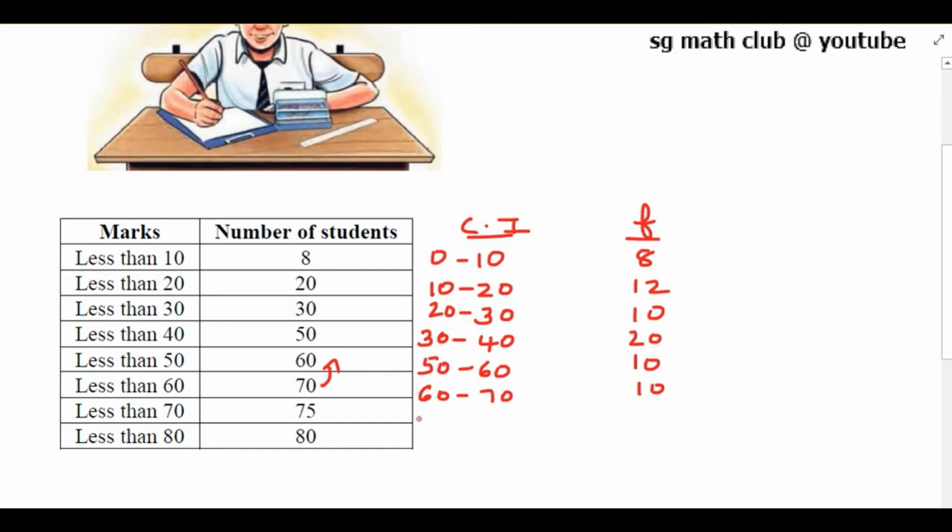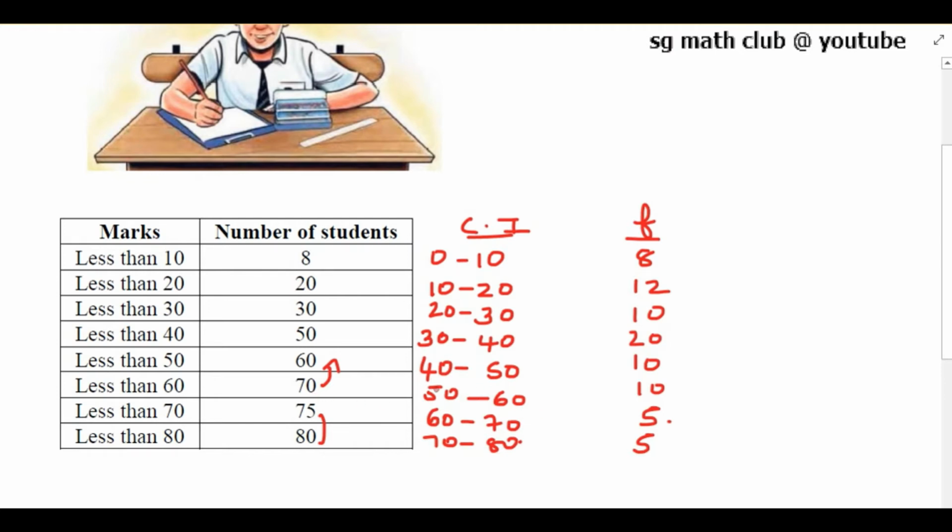To get the cumulative frequency, you are adding it. So to get the frequency, you just do the opposite. You have to subtract the number from the preceding number. Again 70 to 80, that is 75 minus 70, which is equal to 5. So 70 to 80, we have to subtract 80 minus 75, which is equal to 5. 60 to 70 also, 75 minus 70 is 5.